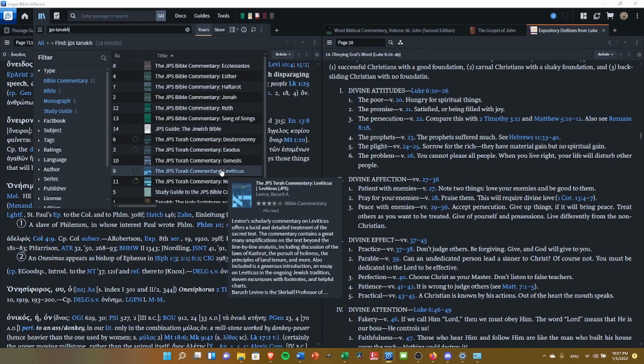It's also great for the Jewish perspective. It's got some incredible insights into the Torah. Take it with a grain of salt, of course, but there's some incredible work here.